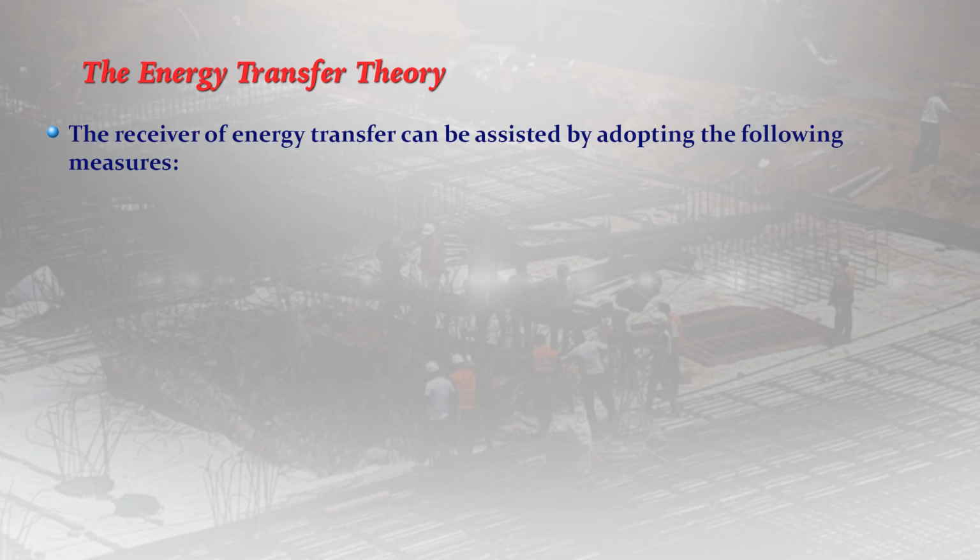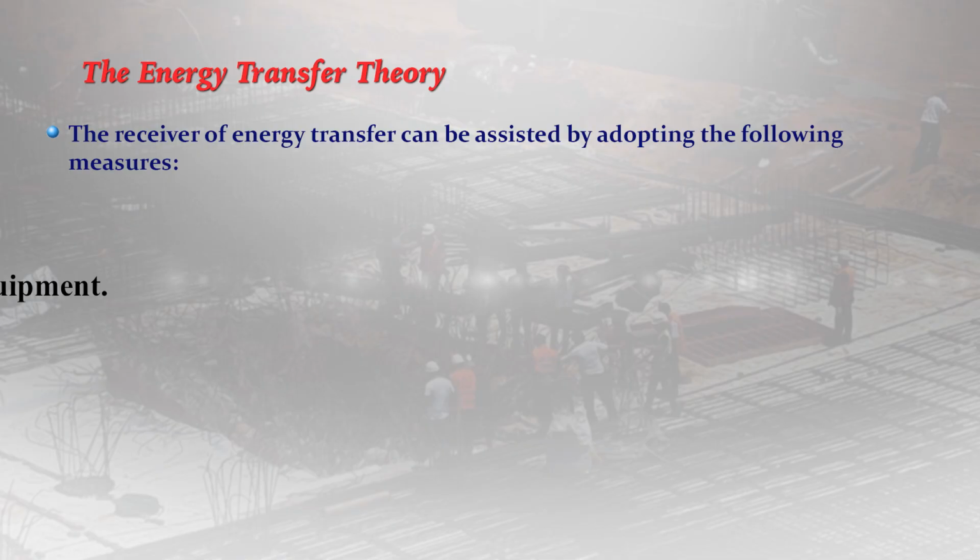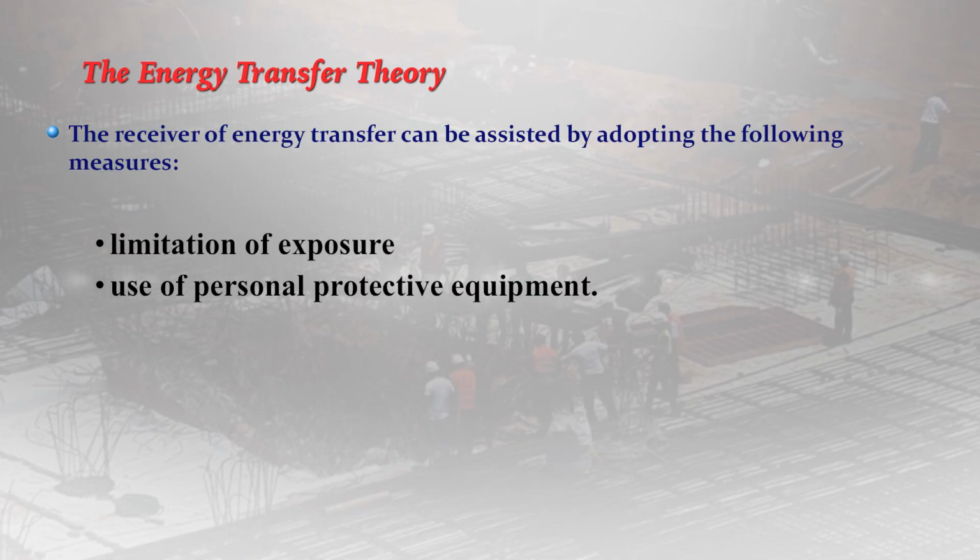What are these? Means if you are not able to control the source, and even the path is not modified, finally the energy is reaching the receiver. But here something can be done to minimize the accident and its results. Means the limitation of exposure, means you limit the exposure of the receiver of that energy. The receiver of the energy should not be exposed too much, so there will be less damage.